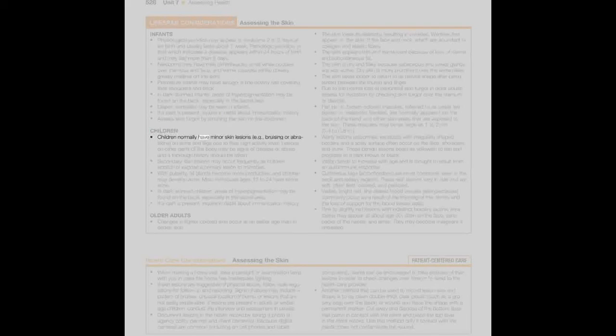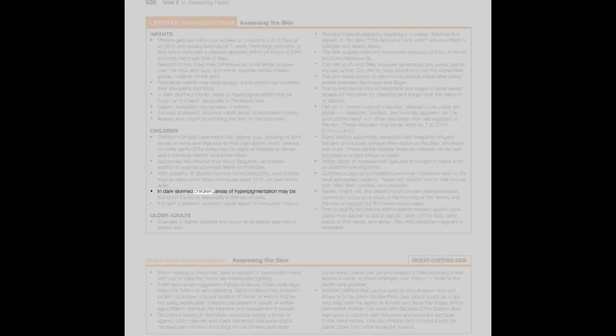Children normally have minor skin lesions, for example, bruising or abrasions, on arms and legs due to their high activity level. Lesions on other parts of the body may be signs of disease or abuse, and a thorough history should be taken. Secondary skin lesions may occur frequently as children scratch or expose a primary lesion to microbes. With puberty, oil glands become more productive, and children may develop acne. Most individuals ages 12 to 24 have some acne.